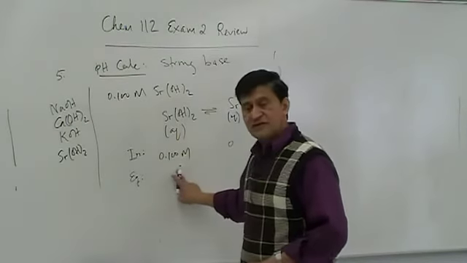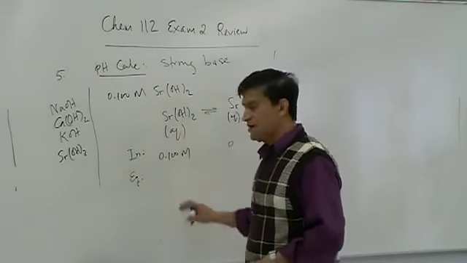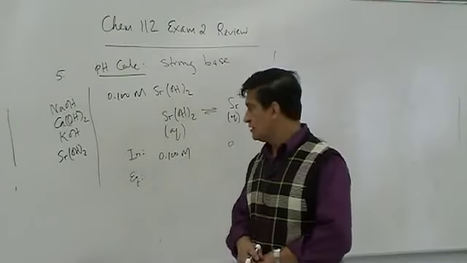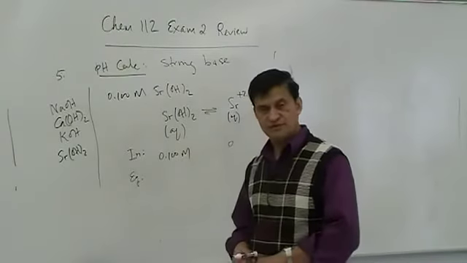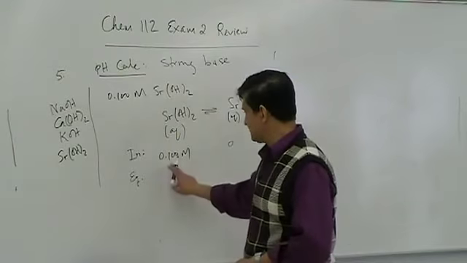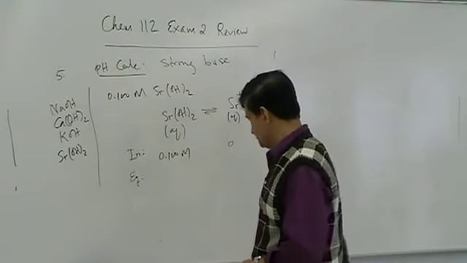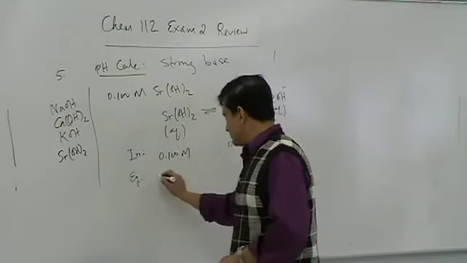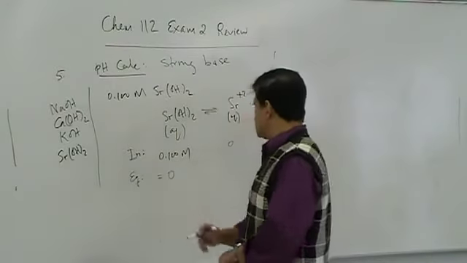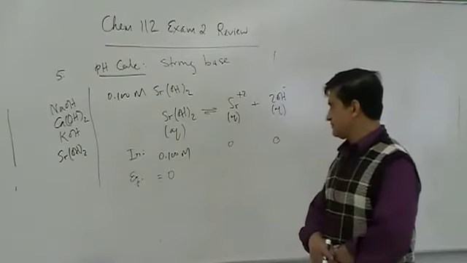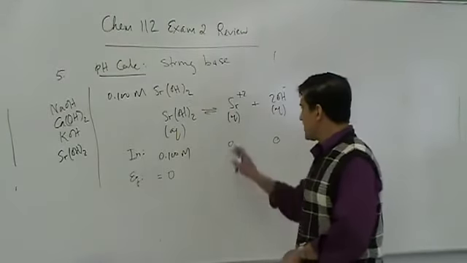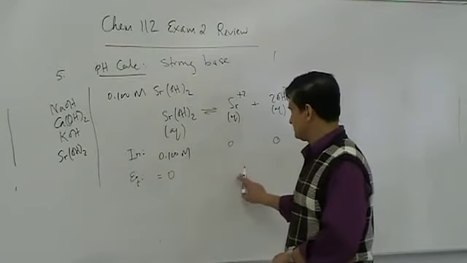Question is, would you consider x here? x amount of this broke down? Answer is no, because all of this would break down. So even if you consider x, your x would have the value of 0.100. So the whole thing would break down because it's a strong base. So how much would be left here? 0.